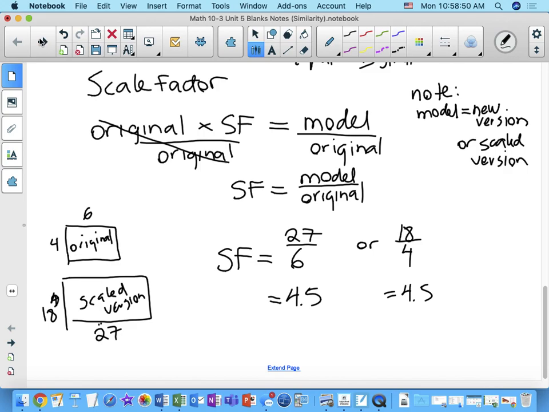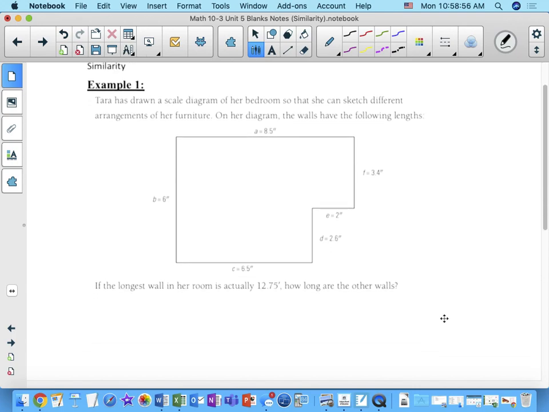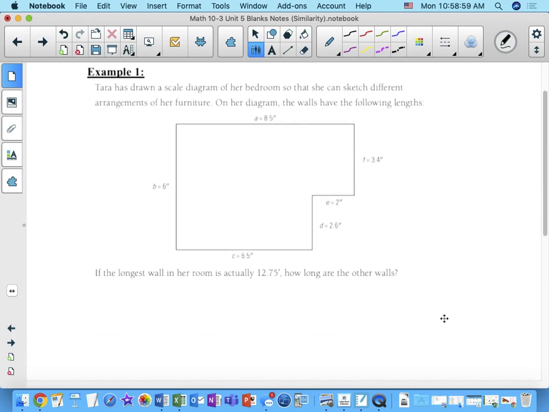So let's actually get into some examples. What you're going to see is that there's going to be quite a bit of proportional reasoning that comes into this. I'm not sure if this is showing up on the smartboard really clearly, so I may have to redraw. This is 8.5 inches, 3.4 inches, 2 inches, 2.6 inches, 6.5 inches, and 6 inches. There we go, that's a little clearer.